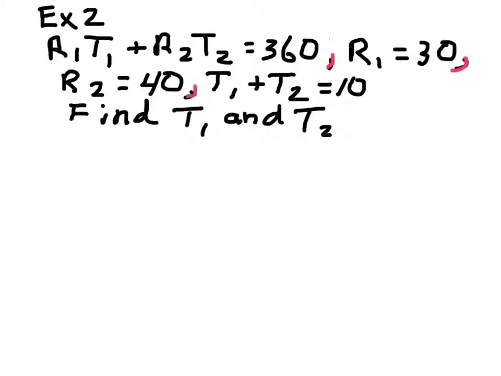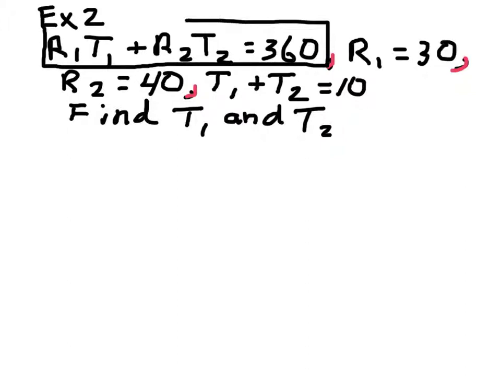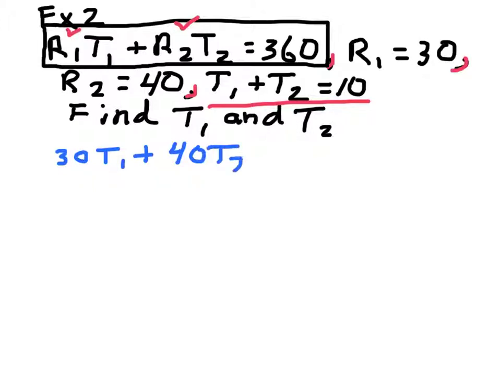So I'm just going to put those in red just to emphasize this. My main equation, though, is this one right here, the one that's the most involved. And I'm going to substitute in what I know. I know that R1 is 30, so I'll put a check above that. I know that R2 is 40. And then I know that T1 plus T2 equals 10, and probably what I'm going to have to do there is solve it for one or the other. Let's substitute in what I know so far. So R1 is 30, so I have 30 T1 plus 40 T2 is equal to the 360. And I substituted in what I knew for the equation with a box around it.